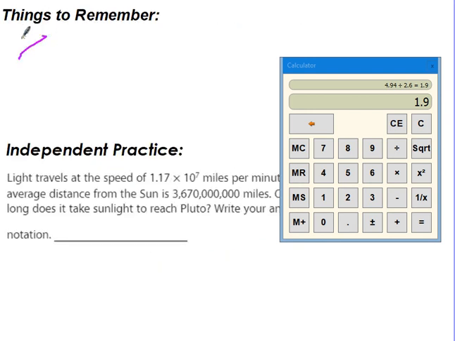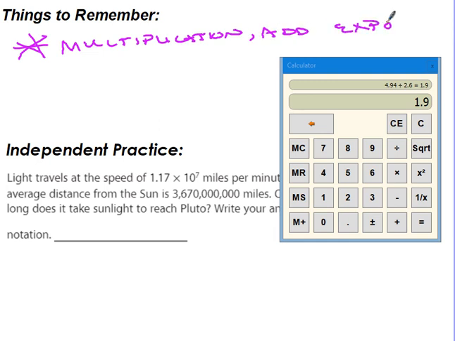So that's it, you guys. So for multiply, add the exponents. Division, subtract exponents.